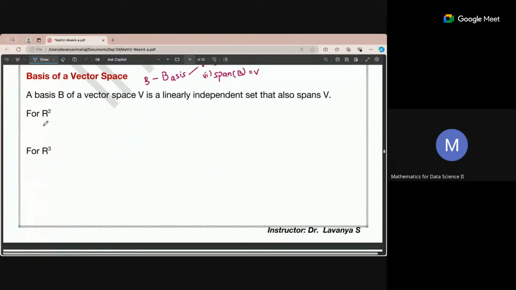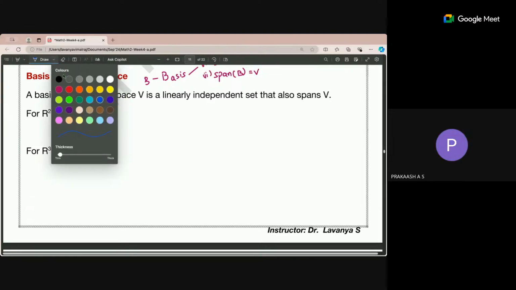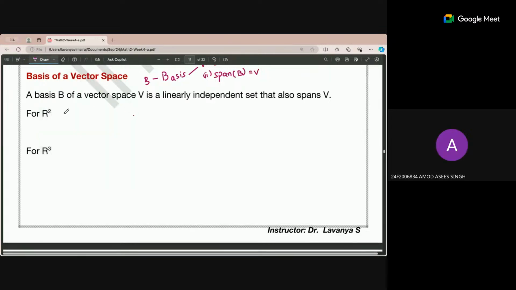Okay, so now can you give some examples for basis for R2? (1,0), (0,1). Yes, this is called the standard basis, the standard ordered basis. Okay, if you change the order, then it becomes a different basis. The order matters. You will understand why, maybe in week 6, you will understand the importance of the order. Okay, the order is important for a basis.